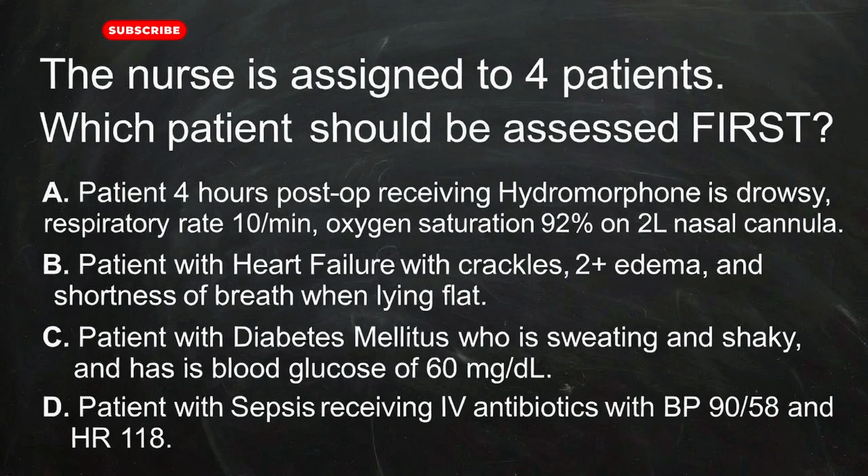Question 7. The nurse is assigned to 4 patients. Which patient should be assessed first? A. Patient 4 hours post-op receiving hydromorphone who is drowsy, respiratory rate 10, oxygen saturation 92% on 2L nasal cannula.